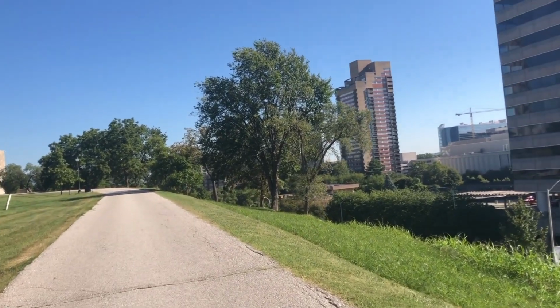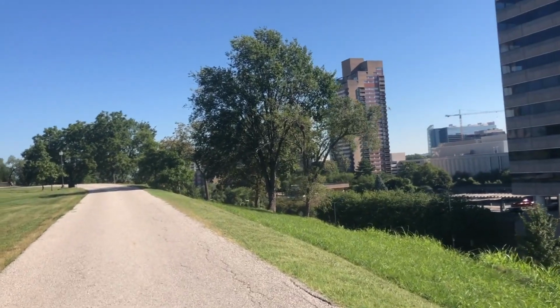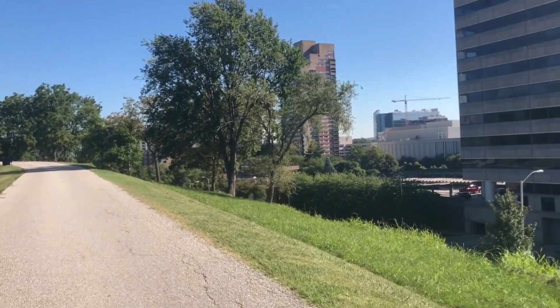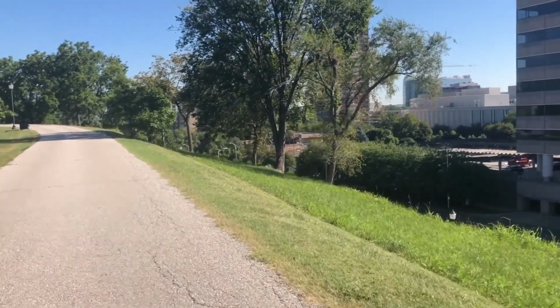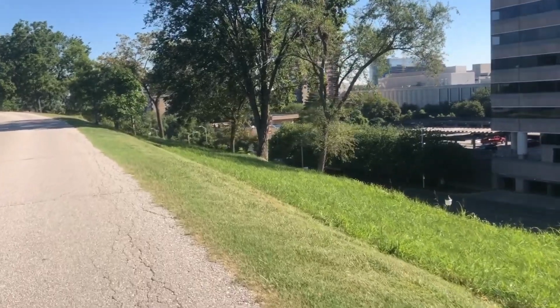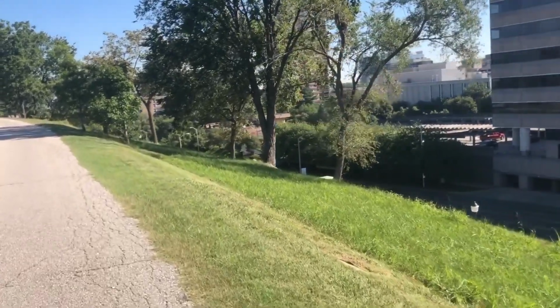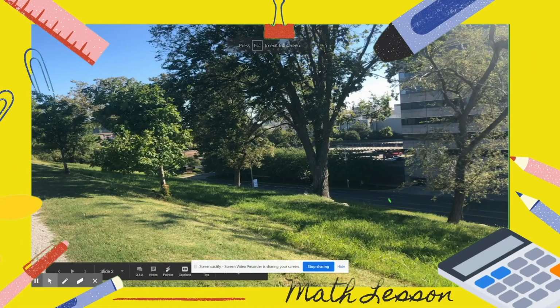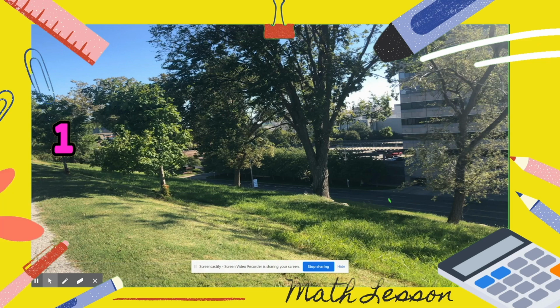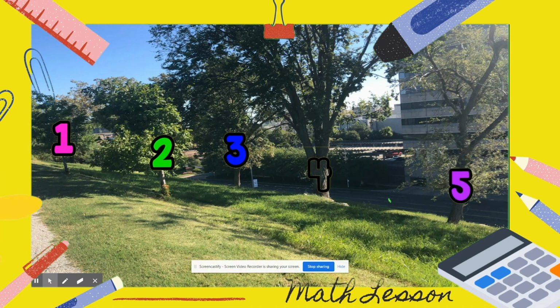Let's keep walking on that same path and see if there are any other trees we could count. Do you see here to the right this patch of trees? As we get closer, can you count them? How many trees do you see here to the right of the path? Let's count them together. 1, 2, 3, 4, 5. Did you say there were 5 trees on the right of the path? If so, you're correct.